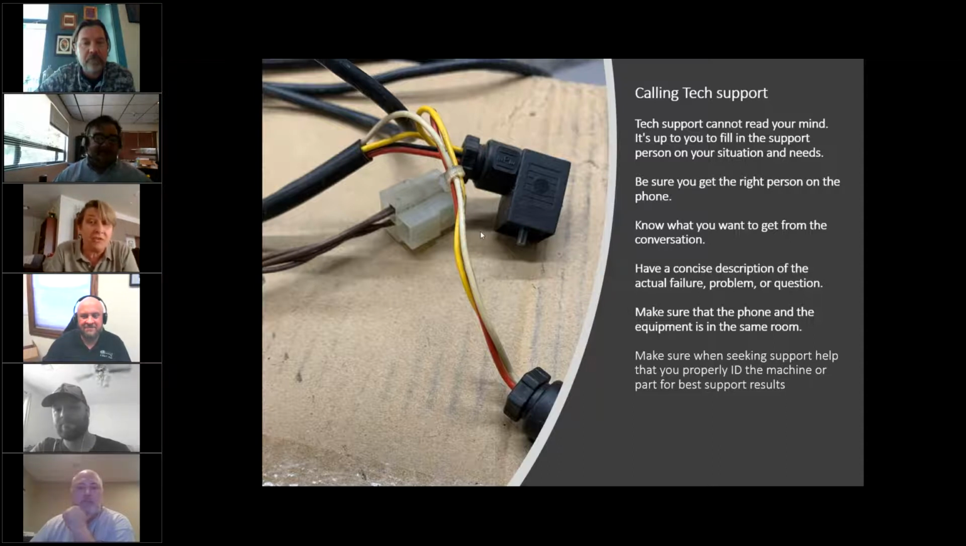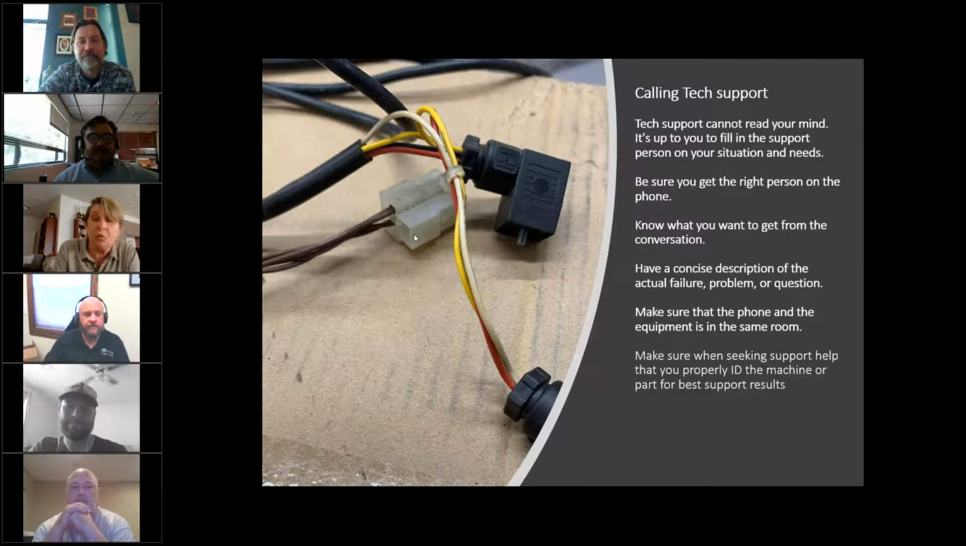I do appreciate some of these, I'll call them callouts though, especially with having your tools when you are a tech and calling support, being in front of the machine as much as you can, knowing what machine you're working on. And all of us are only as good as the information that we are provided. I am not a mind reader. I can't, through the phone, tell you where a steam leak is.